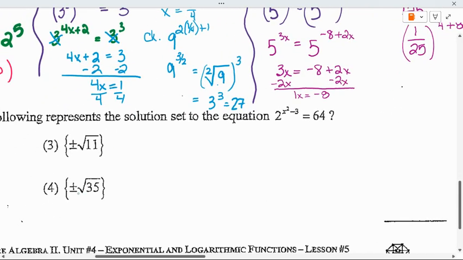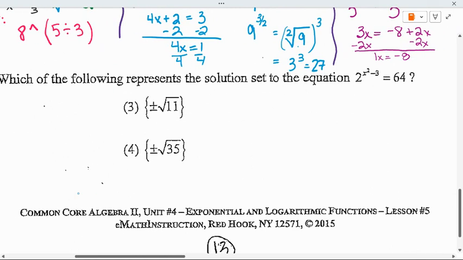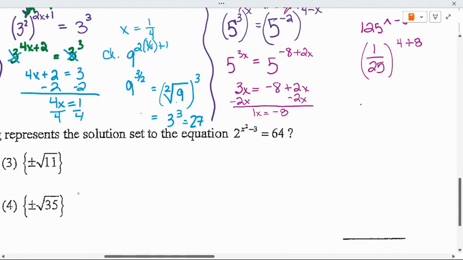Which of the following represents the solution set to the equation 2 to the power of x squared minus 3 equals 64? So we have to turn 64 into a base of 2. So what power of 2 is 64, Hannah? Look at your power chart. 2 to what power equals 64? Yeah. So I have x squared minus 3 equals 2 to the 6.